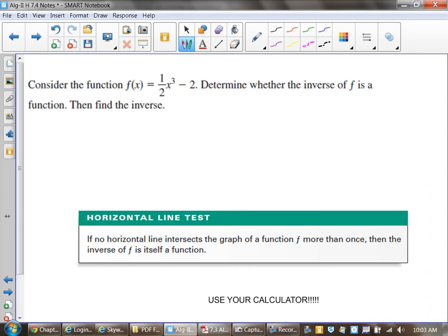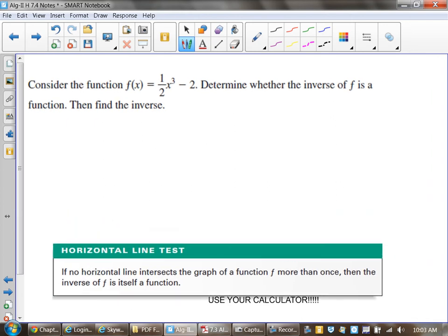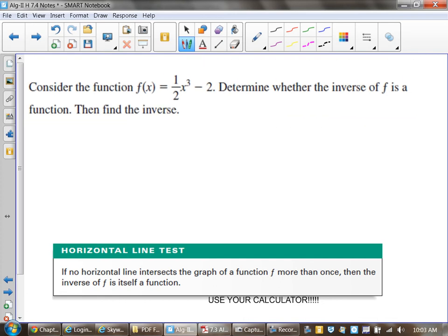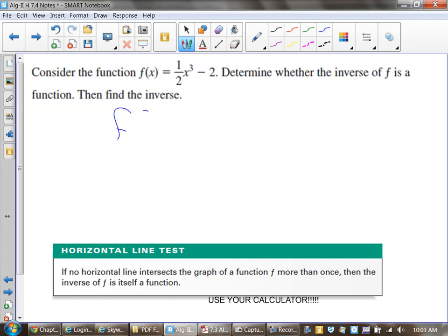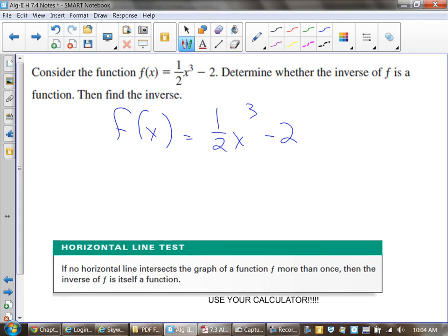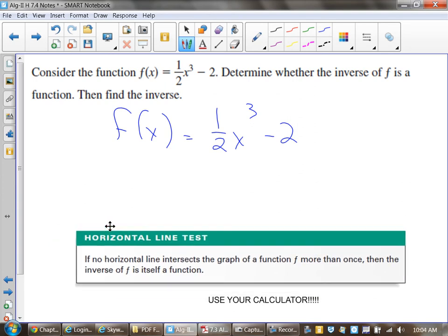So here's where we have that little bit of a shift thing. And like I said, we just talked about how to check that in your calculator. If I have f of x is 1/2 x cubed minus 2, I want to find the inverse. I use my calculator real fast just to get a rough sketch of what that looks like, and I'm going to check about that horizontal line test, what we've been talking about.